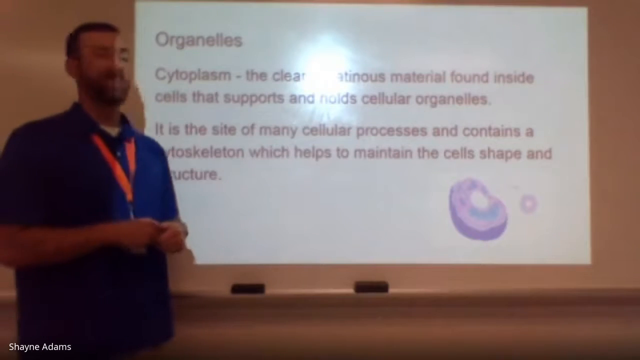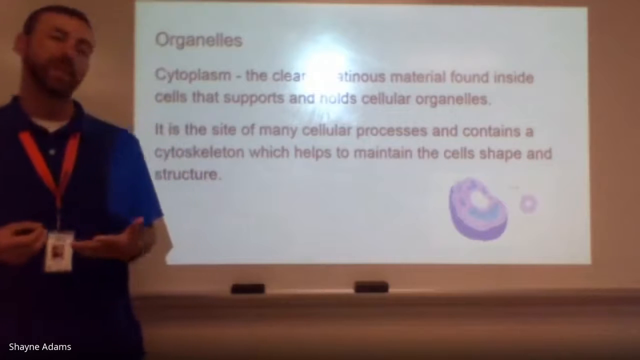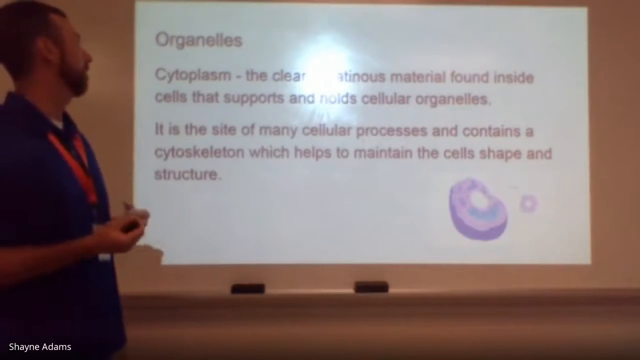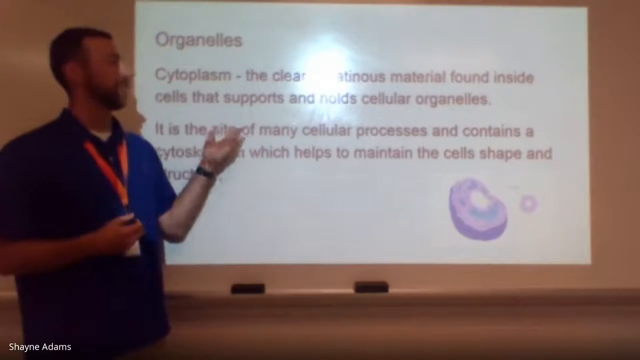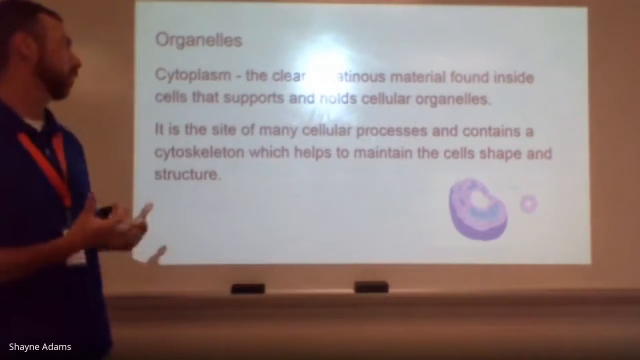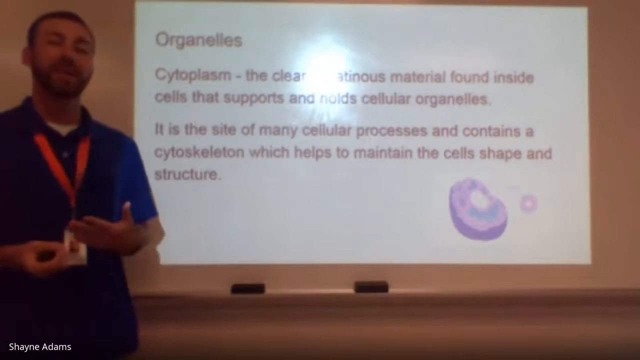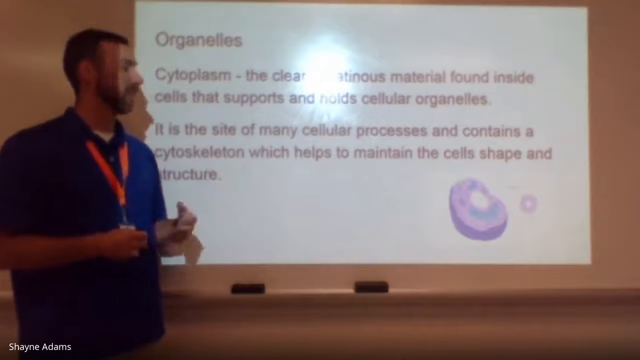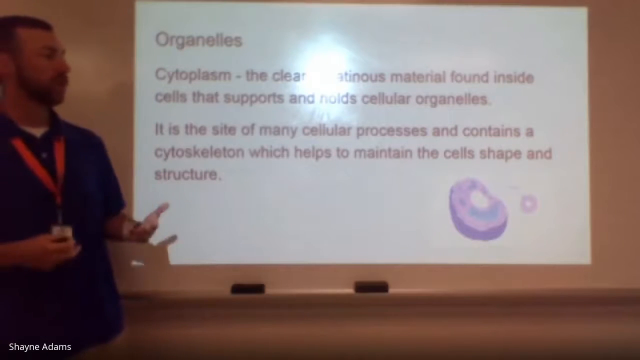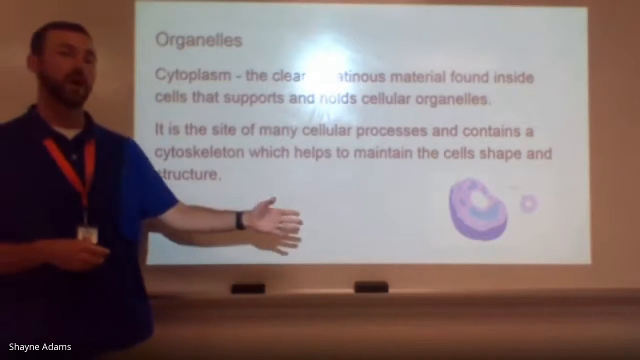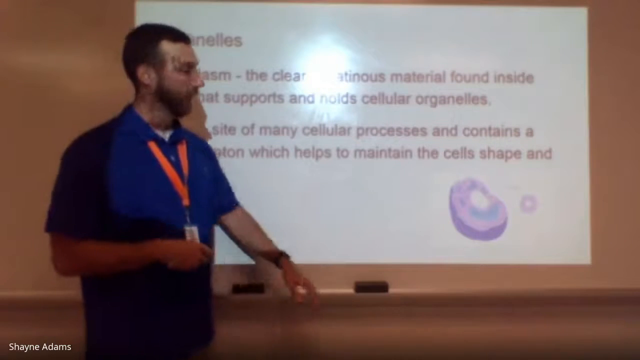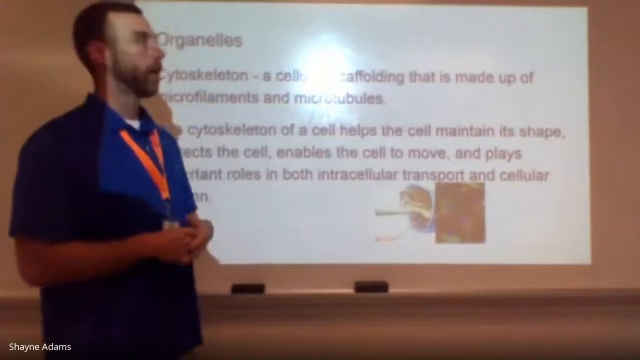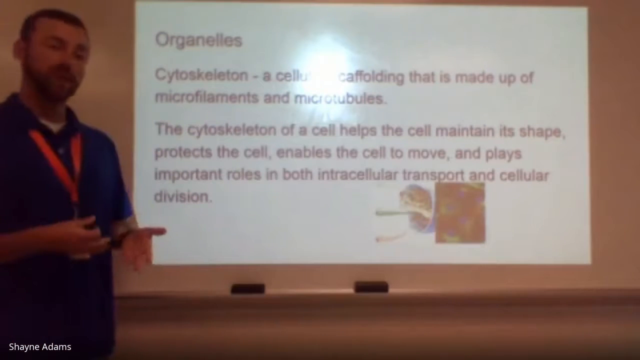The next organelle is the cytoplasm. Cytoplasm is really easy for everybody to remember. It's the clear gelatinous material found inside cells that supports and holds the cellular organelles. It's also the site of many cellular processes and contains a cytoskeleton which helps maintain the cell's shape. So if we look at this picture at the bottom here, this entire pink area inside the cell is the cytoplasm.